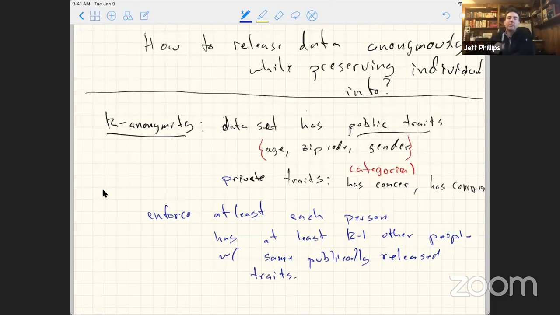And so you wouldn't specifically know if they were the governor's health records or someone else's, right? So this was the idea of k-anonymity. It was a reasonably good idea at the time. It's the first idea that came out, but this doesn't always work. I mean, this is still used in a lot of places.